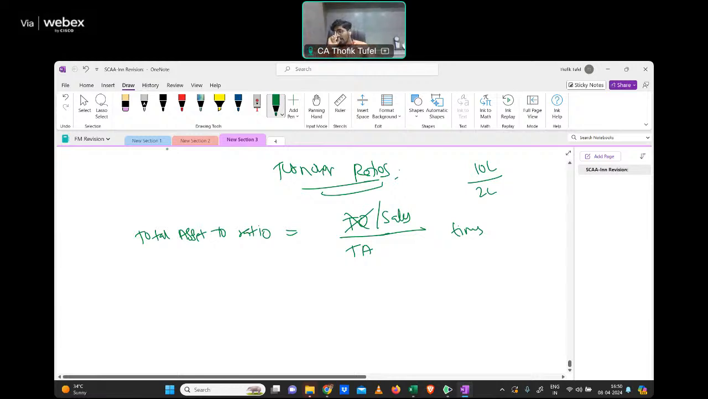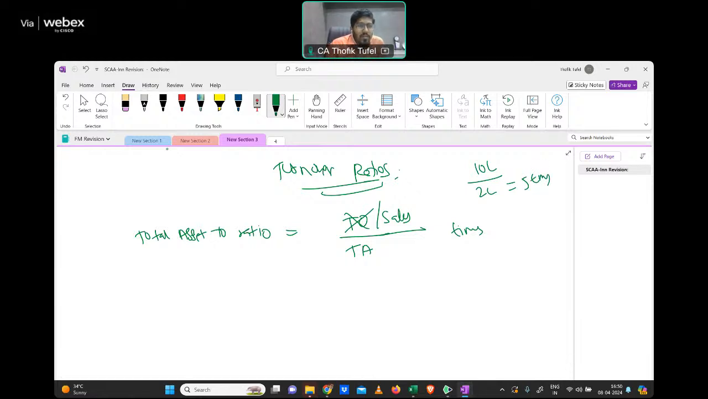So if I invest 1 rupee extra in assets, I generate 5 rupees extra in sales. That is what turnover ratios are talking about: for 1 rupee of investment, how much sales are generated. So 1 rupee invested in total assets, how much sales am I generating? 5 times. That is the answer. The total asset turnover ratio.